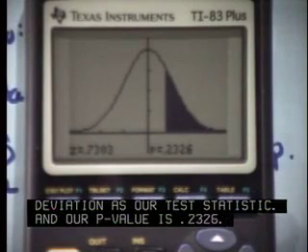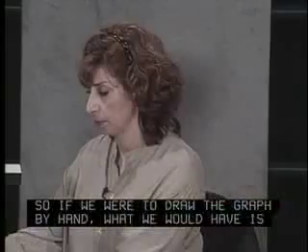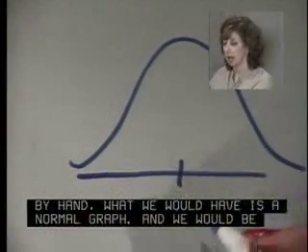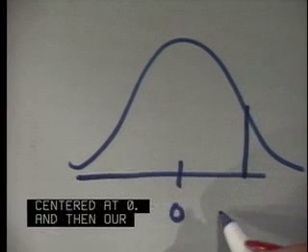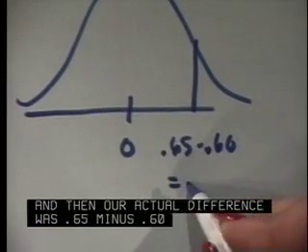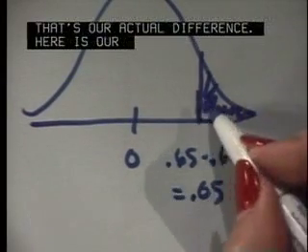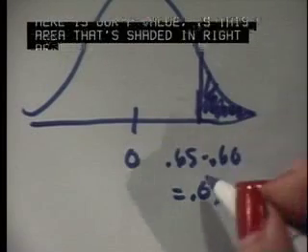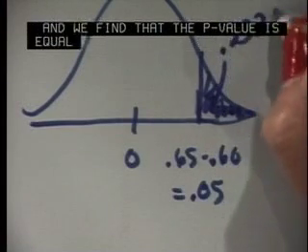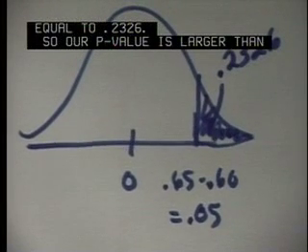If we were to draw the graph by hand, what we would have is a normal graph centered at 0. And then our actual difference was 0.65 minus 0.60, which is 0.05. That's our actual difference. Here is our p-value, this area that's shaded in right here. And we find that the p-value is equal to 0.2326. So our p-value is larger than 0.05, so we need to make a decision.